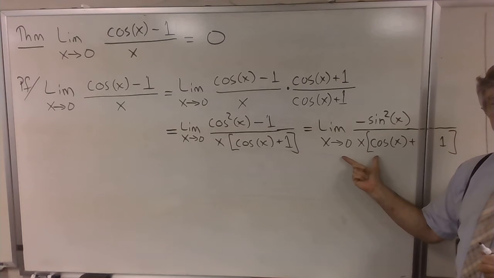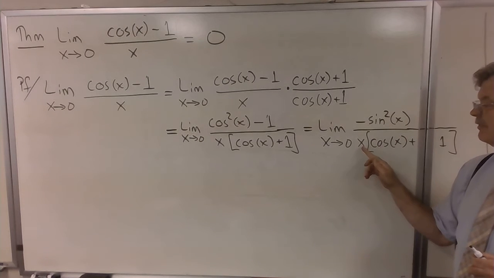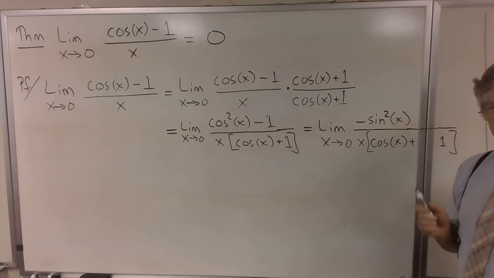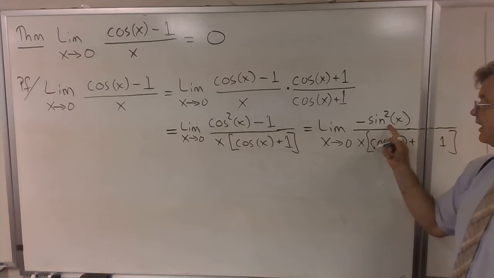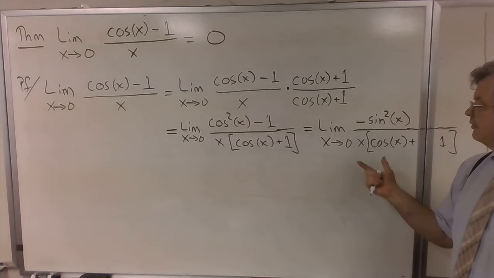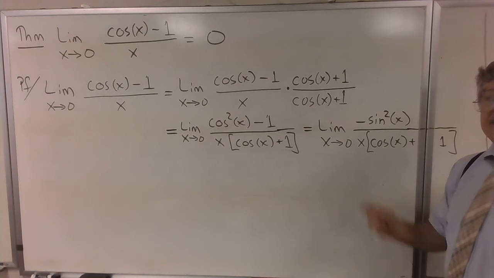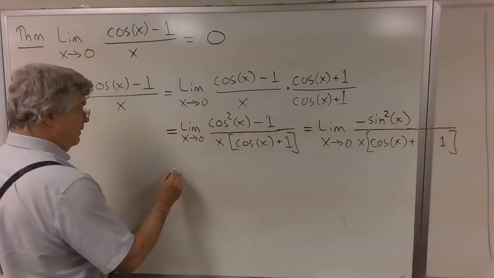Now I'm looking at this, and I realize that I have sine of x in the numerator and x in the denominator. And we just computed the limit as x goes to 0 of sine of x over x. So I'm going to break this up into the product of two things. One factor will be sine of x over x, because I have some familiarity with that.